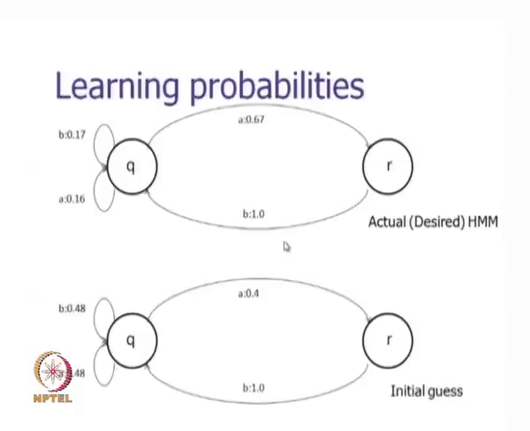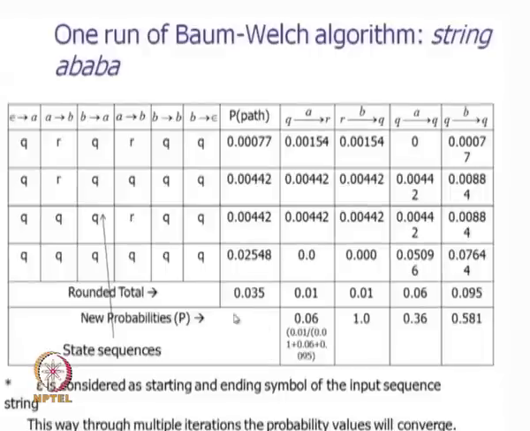So, this is illustrated by an HMM here. This is the actual desired HMM and this is the initial guess of the HMM, and from this we can find out the path probabilities and from this we can make another estimate. This particular algorithm we will discuss in detail in the next lecture, and we will see that this produces a very interesting algorithm for training the HMM.